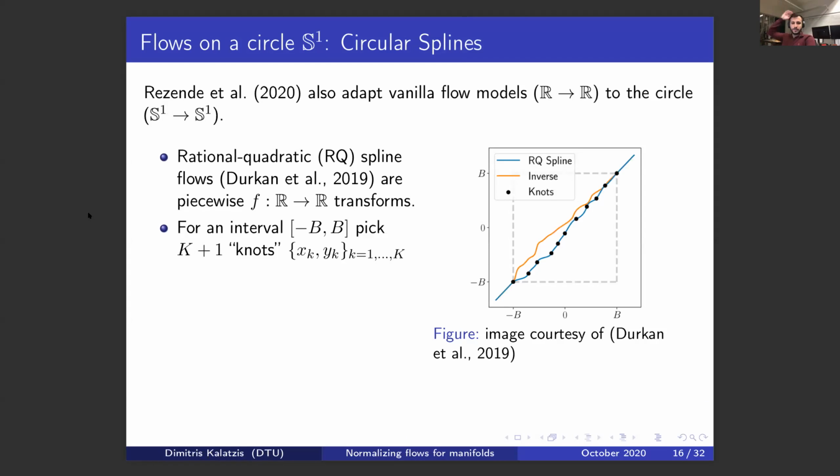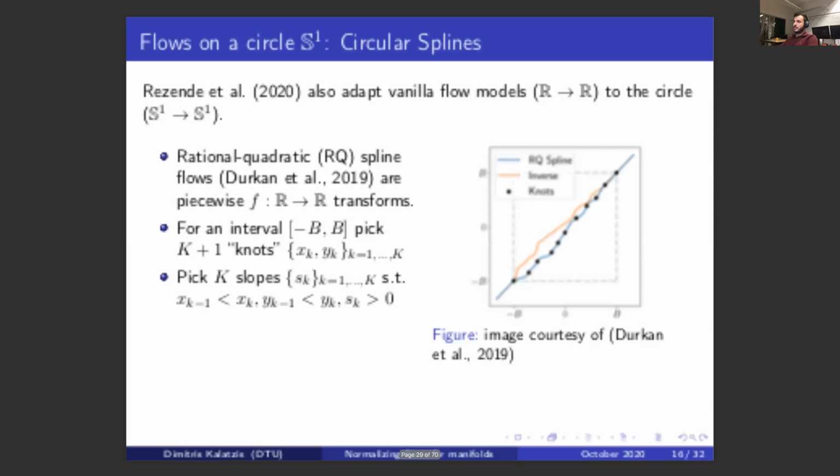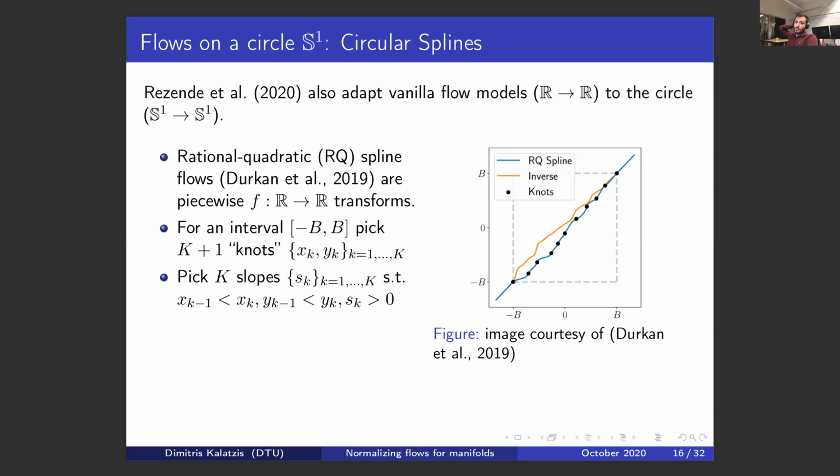To construct such a transformation in an arbitrary interval -b to b, we pick k+1 knot points. And then these will partition this -b to b interval into smaller subsegments. Then for these smaller intervals, we pick k strictly positive slopes. And finally, we compute the transformation piecewise for all k sub-intervals.